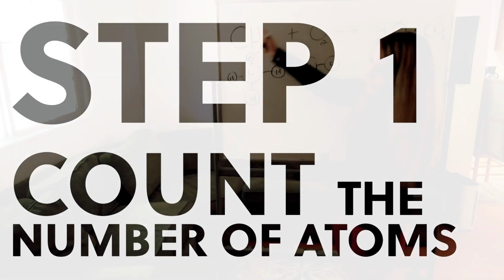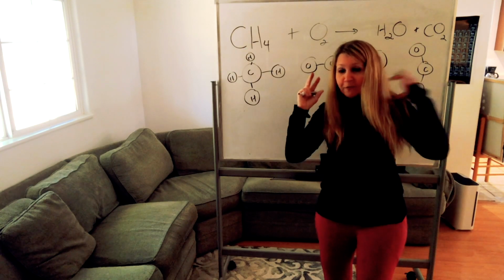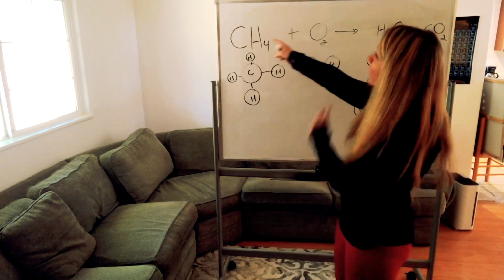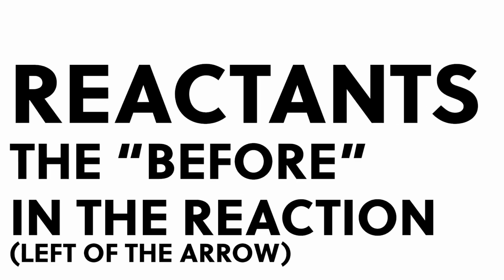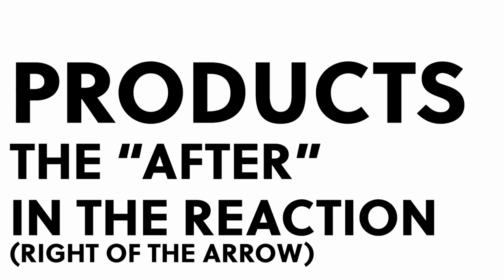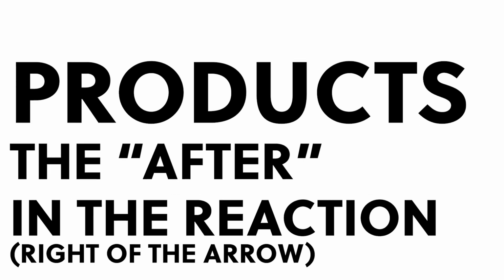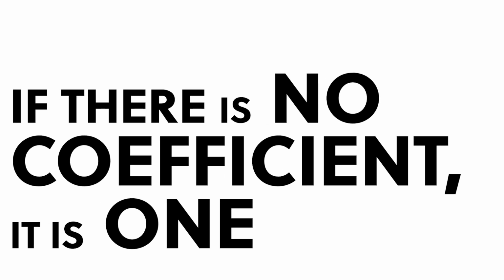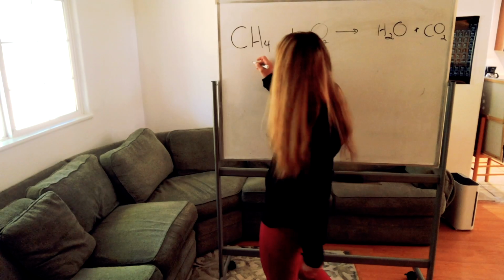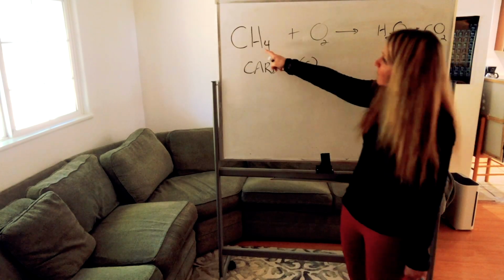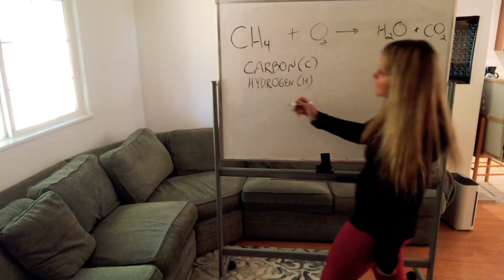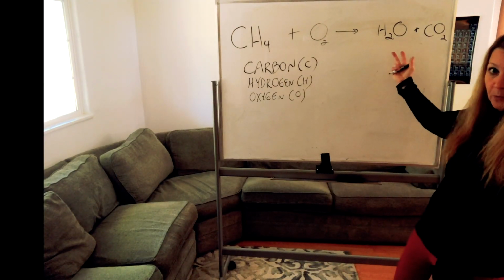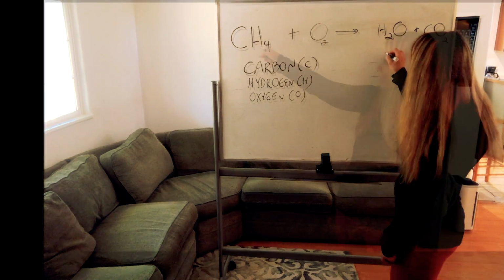So we're going to look at the reactant side. Remember, reactants, anything in front of the arrow is a reactant. If there is no coefficient, if there's no number here, it is 1. I'm not going to write the 1, but we know it's 1. Here we have carbon. Then we have hydrogen. And we have oxygen. So we have C, H, O. Over here we also have C, H, O. They should have the same atoms.